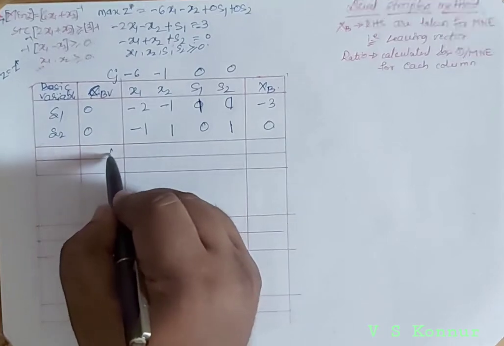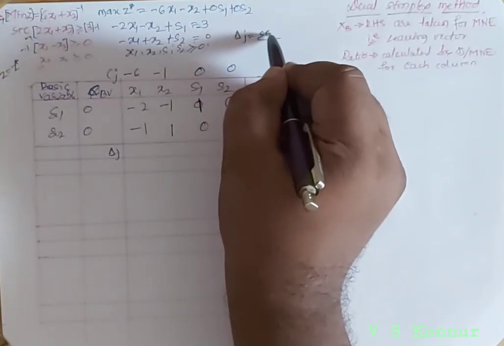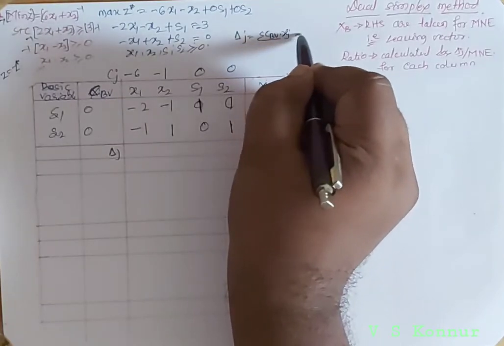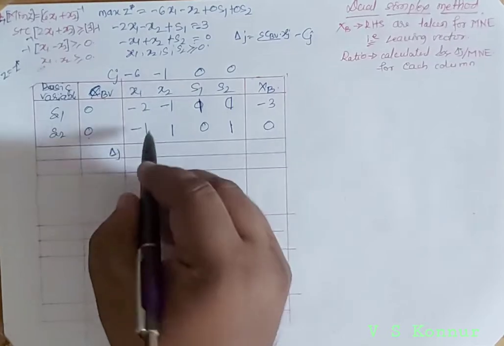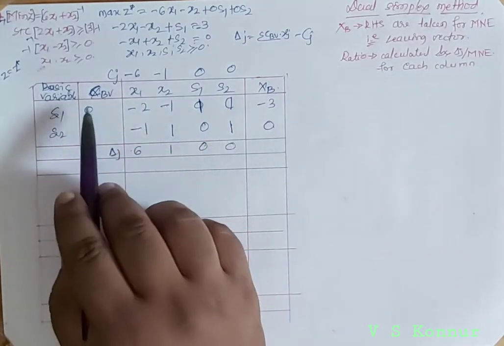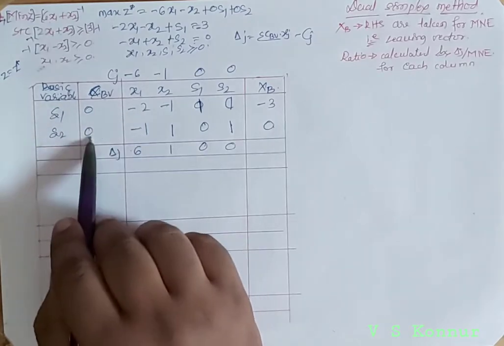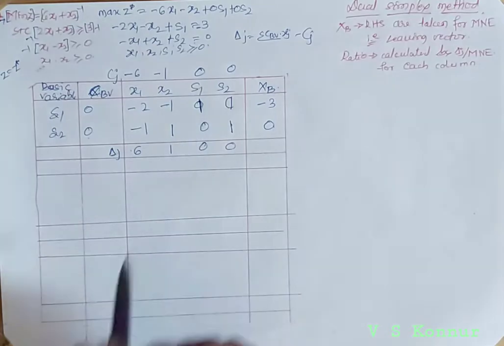Now we should calculate delta J by using the same formula. Delta J is equal to summation of CBV into Xj minus Cj. When there are 0s, we directly get minus of Cj: 6, 1, 0, 0. There it is 0 into 2 is 0, 0 into 1 is 0, minus of -6 is +6. This formula you have to apply.